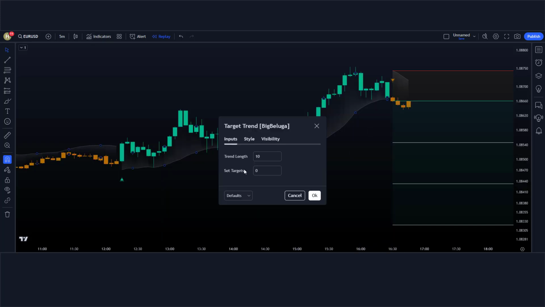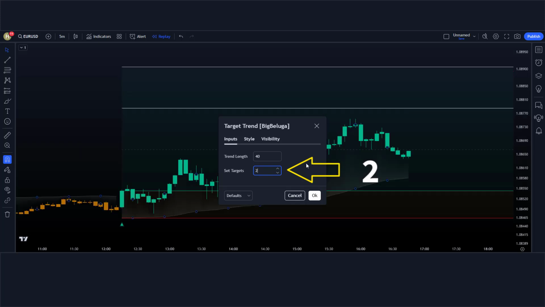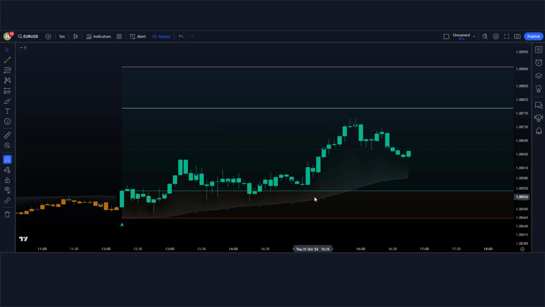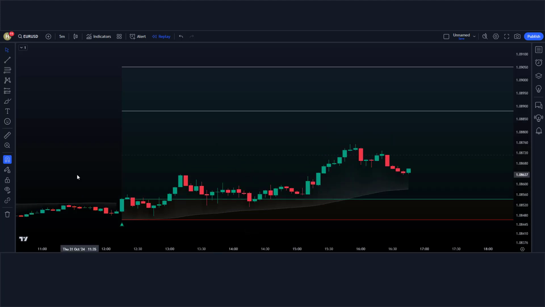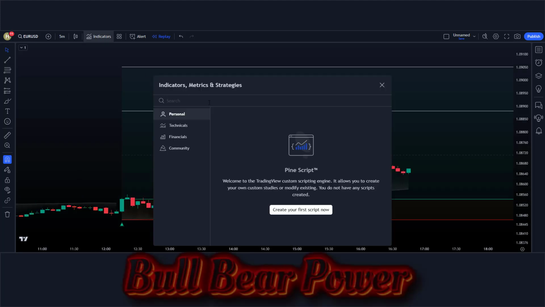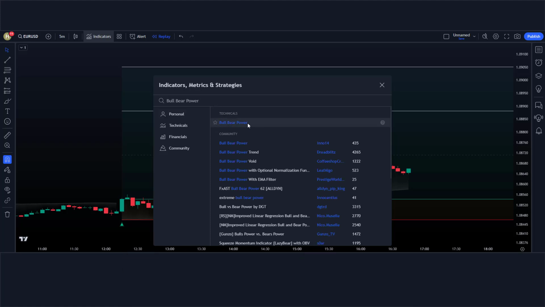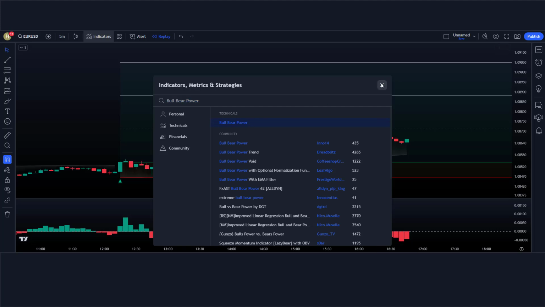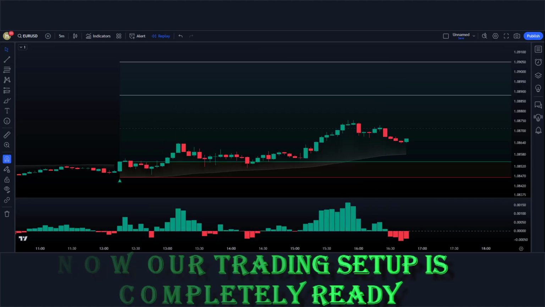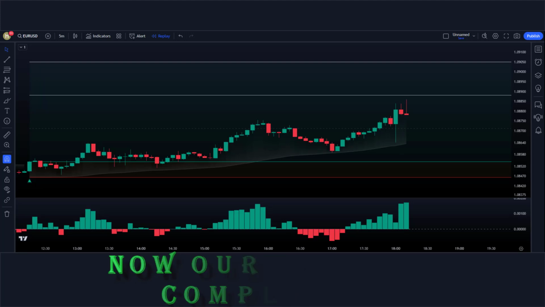Let's change the settings of the indicator. Trend length 40. Set target 2. After that we have to apply another indicator on the chart. Second indicator name is bull-bear power. Now our trading setup is completely ready.